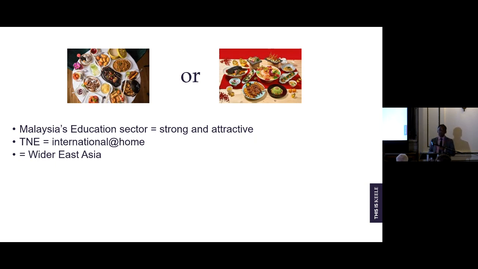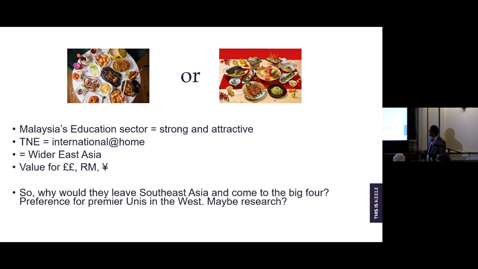And that first question I asked at the beginning, why come? It's value for money. So when you go to KL, you will see students are coming into the campus with massive shopping bags because they just came back from the malls and they buy a lot of stuff and the money goes a long way in that. So they can have an amazing lifestyle as well as good quality education. So again, why would they leave South Asia and come to the Big Four? We've seen the preference for the premier universities in the West, and maybe it's research that's keeping them there.